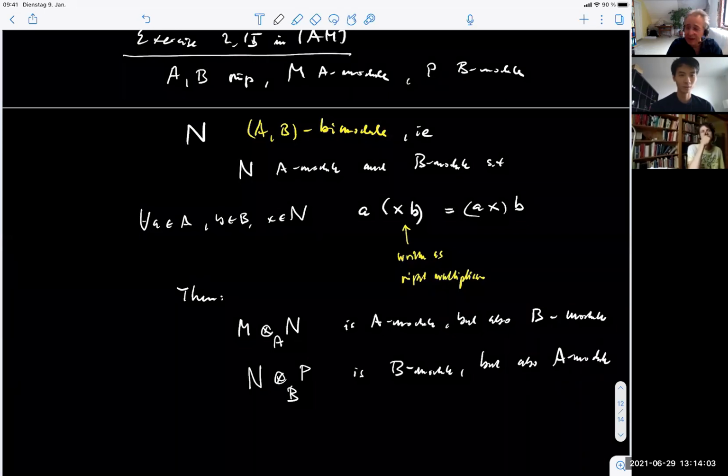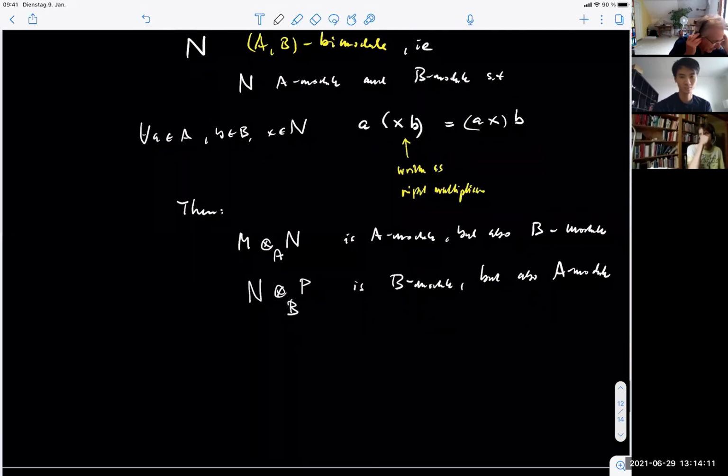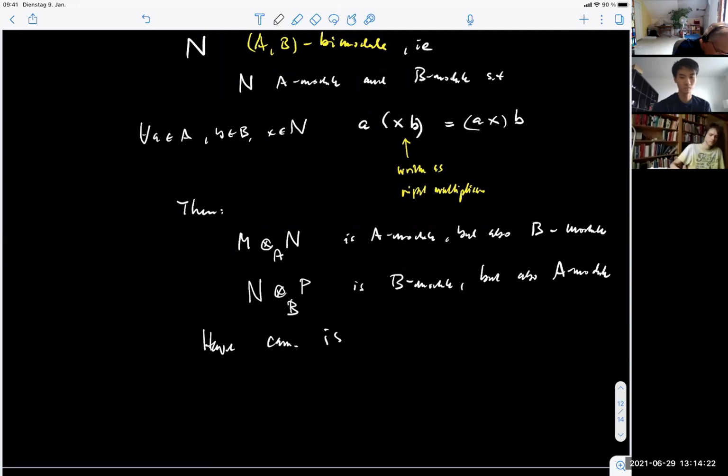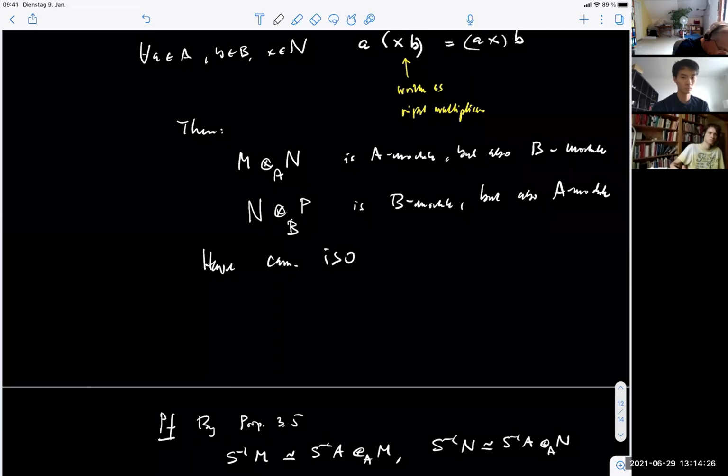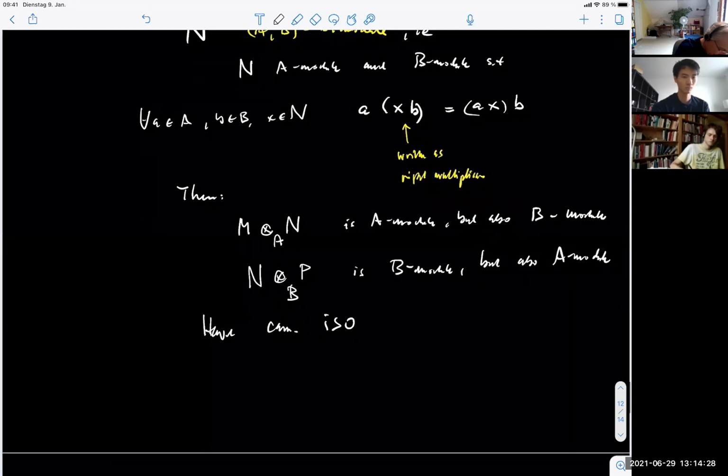And also here, the A scalar multiplication, just because of that. And having said this, after all this explanation, I can write the statement, okay? We have a canonical isomorphism. So, I mean, it's easy to remember in a way.